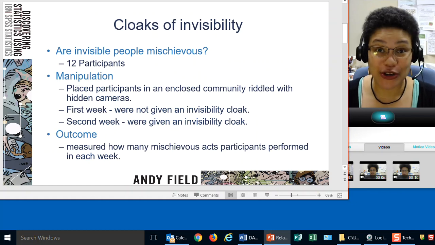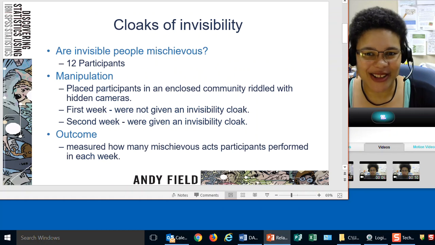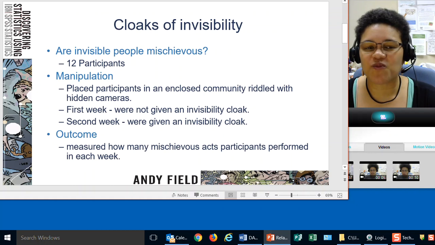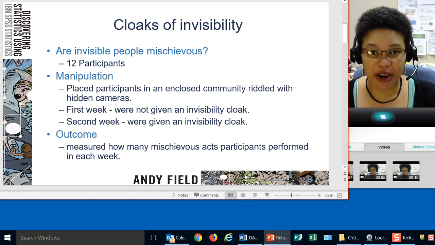So, remember our Cloaks of Invisibility from a popular young adult novel series? Let's say we have 12 participants, and let's say that they're third graders. Are invisible people mischievous? Is our research question. And we're doing another experiment.